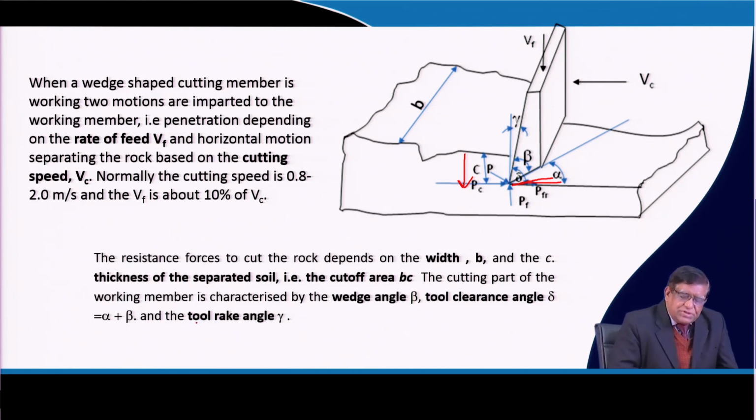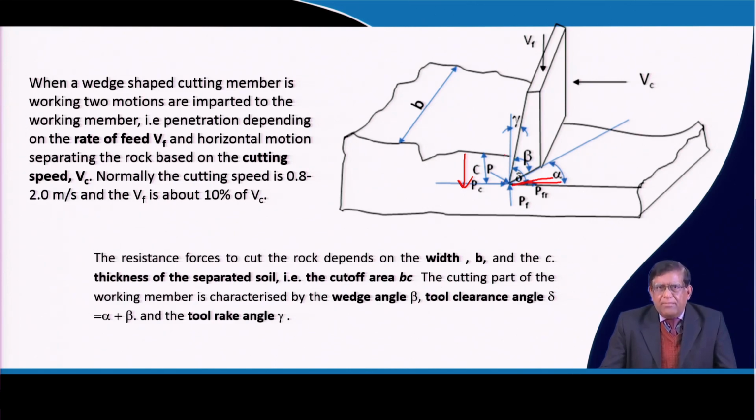The resistance forces to cut the rock depend on the width, because the cutting resistance of this rock or soil will have to be overcome by the power or energy provided by the prime mover of the machine. So, that is why the whole energy dissipation at this point is very, very important. It will have two impacts. One is how the tip or the blade's life will be, because it will get blunt after some time, how its wear and tear will take place, and also how much energy is required.